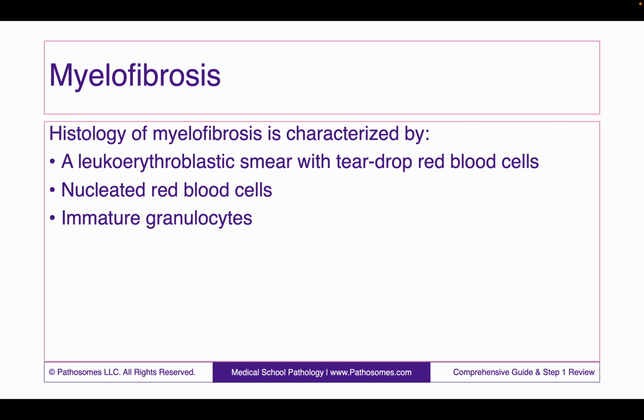The histology of myelofibrosis is characterized by a leukoerythroblastic smear with teardrop red blood cells. They look that way because they had to squeeze out of the marrow, distorting their shape, making them look like teardrops in the peripheral blood. There are also nucleated red blood cells present in the peripheral blood, as well as immature granulocytes associated with myelofibrosis.